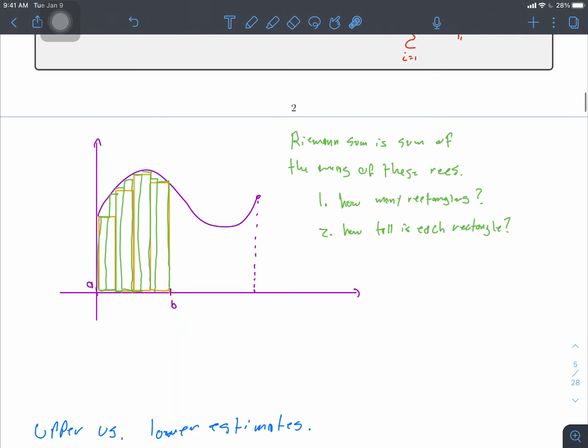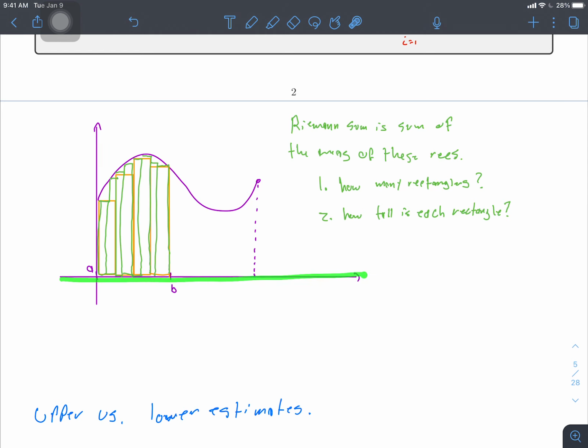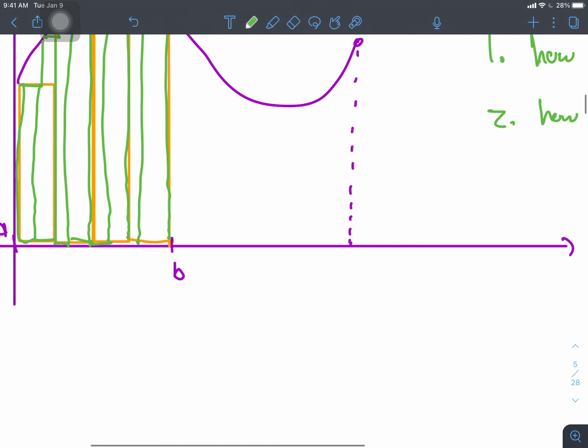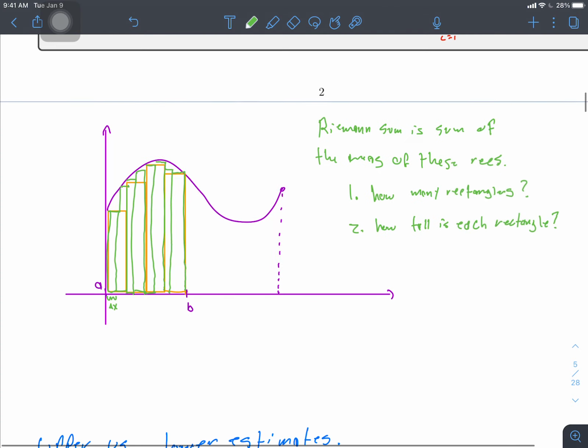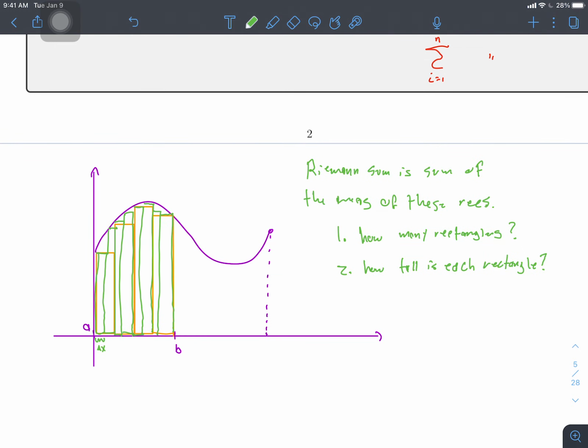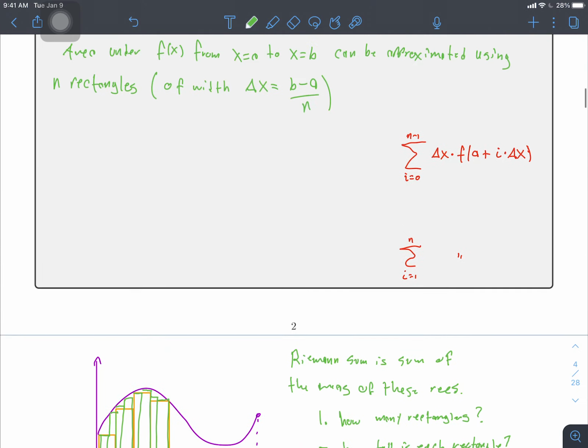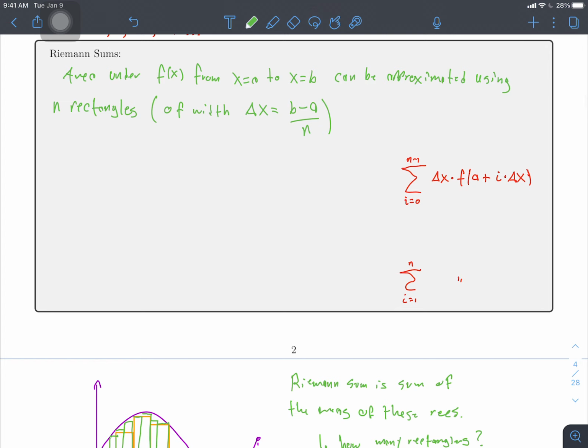Now, x is always on the horizontal axis, right? So if we talk about a change in x, we're talking about a distance which looks like this, right? And if we talk about a left and right distance for a rectangle, then we're referring to that rectangle's width, right? So, what do we want to do now?